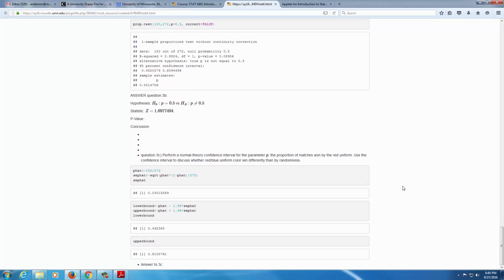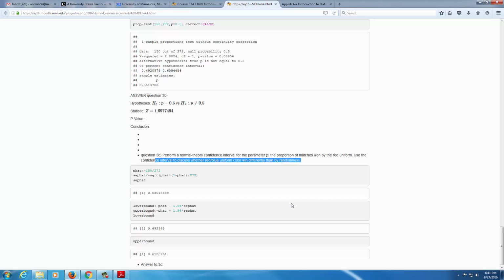In problem 3C, we make a confidence interval, and the computations that you need for the lower and the upper boundary are given right here. Then what you're supposed to do with it is use the interval to discuss whether there's evidence that red or blue uniform color wins more frequently than by random chance alone. Since we're measuring the fraction of winning with the red uniform, you should declare that red uniforms seem to have a clear advantage over randomness if this confidence interval is entirely above a half.